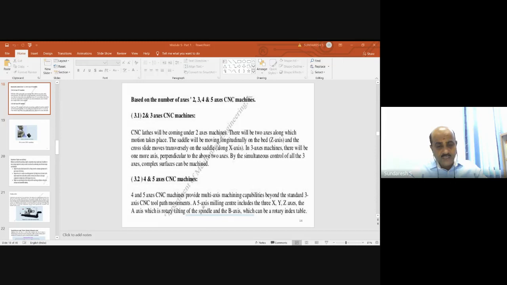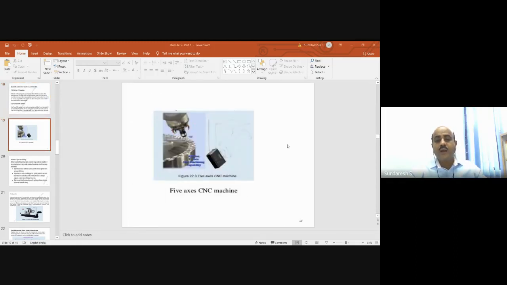For example, a 5-axis milling center includes the 3 XYZ axes, which have rectilinear motion, and the 2 rotary motions. The A axis is the rotary tilting of the spindle, and the B axis is the rotary indexing table. The table itself can be rotated, and that is what we call the B axis, and the A axis is the rotary tilting of the spindle. These two correspond to the 2 different rotary motions which can be obtained from the 5-axis milling machines. This is the classification under the higher axis machines.